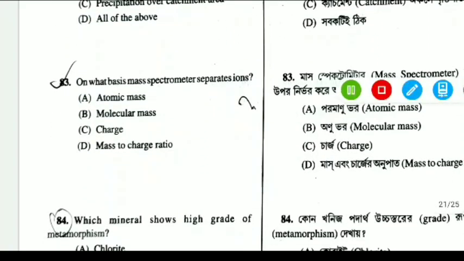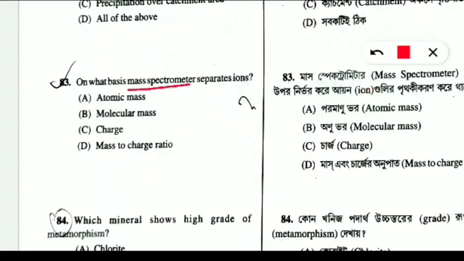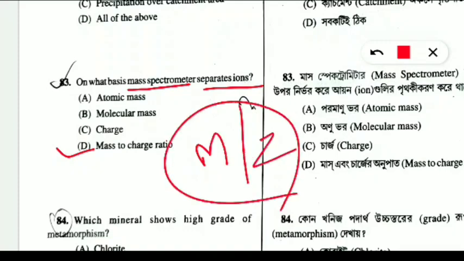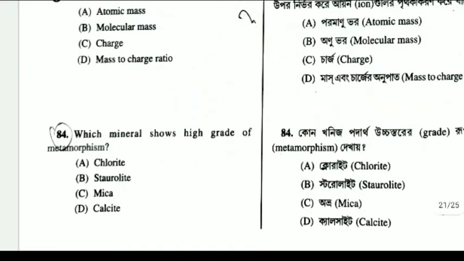Question 83. On what basis does a mass spectrometer separate ions? This is an analytical technique. On the basis of mass to charge ratio, the mass spectrometer separates different ions. It is indicated in the form of m/z, that is mass to charge ratio, where z is the charge. Coming to the next question.